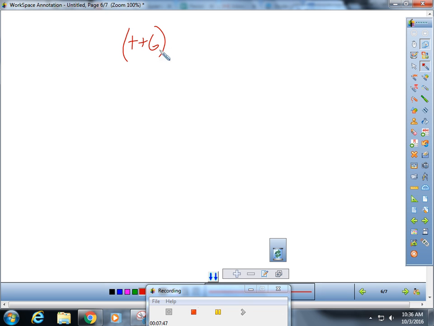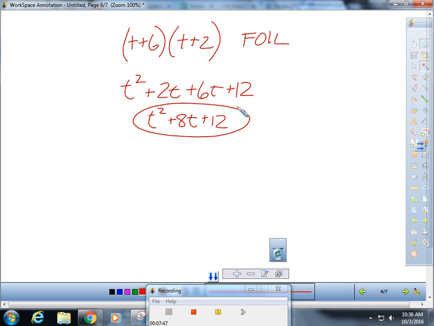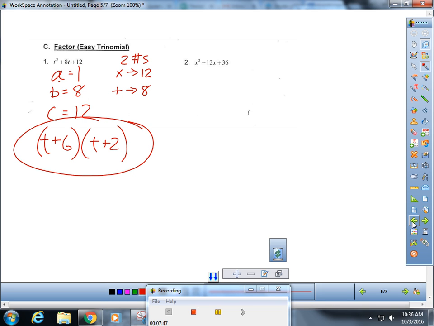T plus 6 times t plus 2. What I'm doing here is essentially checking my work. First, again, I'm just going to FOIL this. First is t squared. Outside is plus 2t. Inside is plus 6t. And last is plus 12. And indeed, you get t squared plus 8t plus 12. Is that what we started with? Yes. So let's do one more.